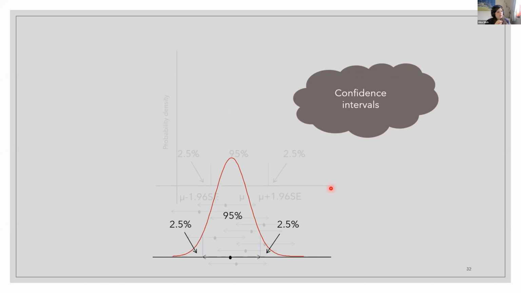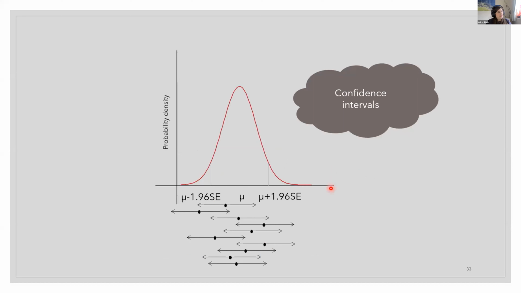Now, if you went out and got another sample, you would see that you would get a slightly different result. So what we actually would say when we interpret our confidence interval is that if you were to repeat your study over and over and over again, 95% of the confidence intervals that you would calculate would contain the true estimate of the mean at some point in the width of that confidence interval.